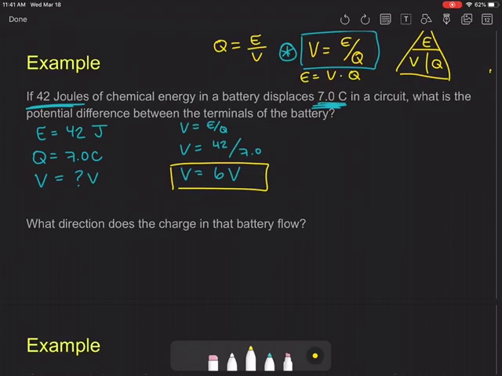Okay? And again, we went through those 4 steps. 1, set up what we had. 2, tell me what equation I'm using. 3, plug those values in. 4, final answer with proper units.